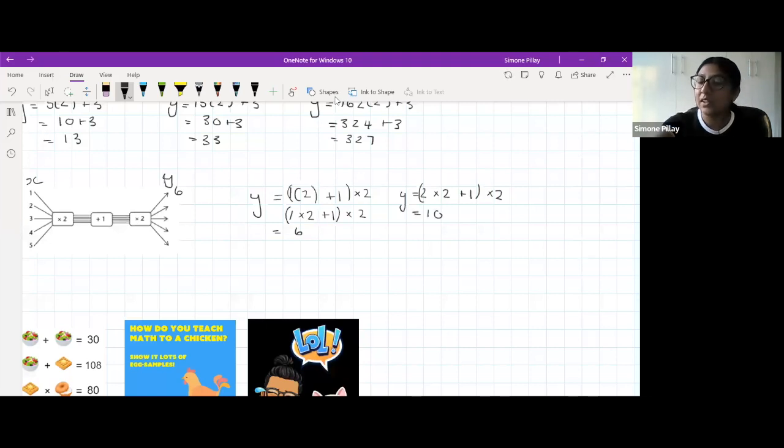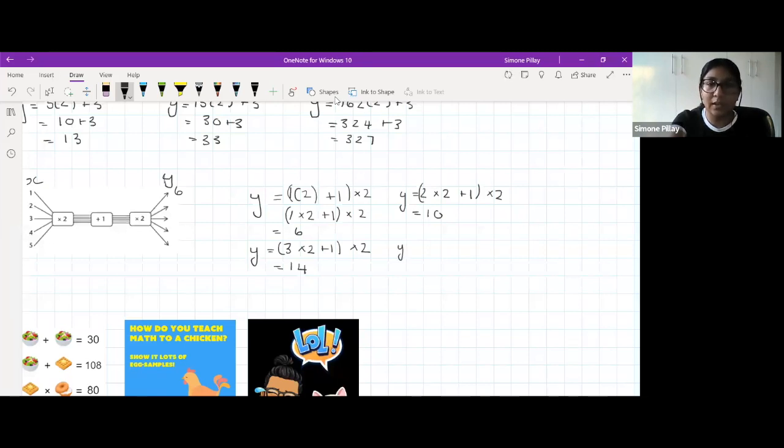Let's look at the chat. Lots of 10s in the chat. Great stuff, you guys. Let's look at the next one. Y value will be 3 multiplied by 2 plus 1. And I'm then going to multiply all of that by 2. 3 times 2, we get 6. 6 plus 1, 7. 7 times 2, 14. Let's look at our next one.